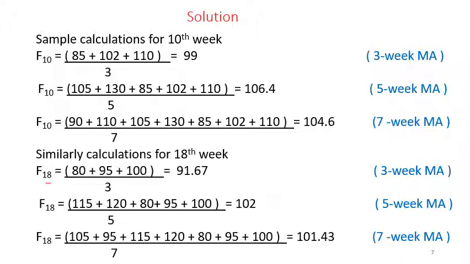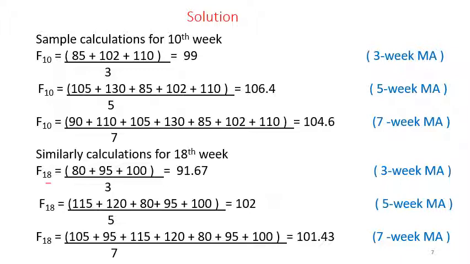You can see here the weightages are all equal. For example, I told you this is the most recent. If you are calculating for the 18th week, you are not adding the 18th week value, you are adding the 17th week value, 17th week actual. So 100 plus 95 plus 80. So these are all given equal weightage. That is why you are dividing by 3.